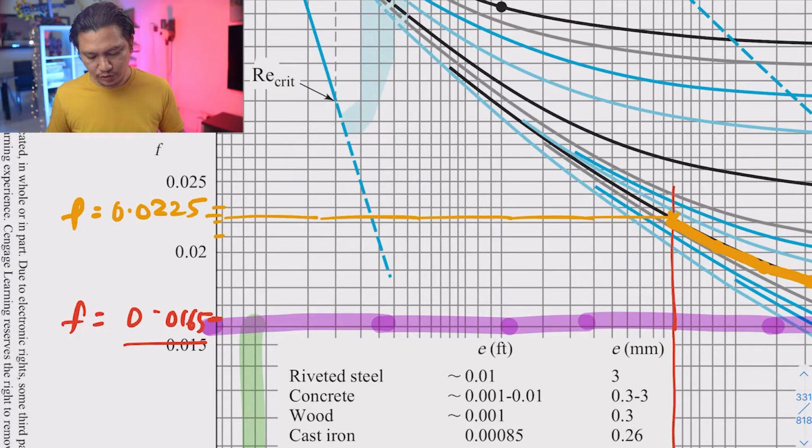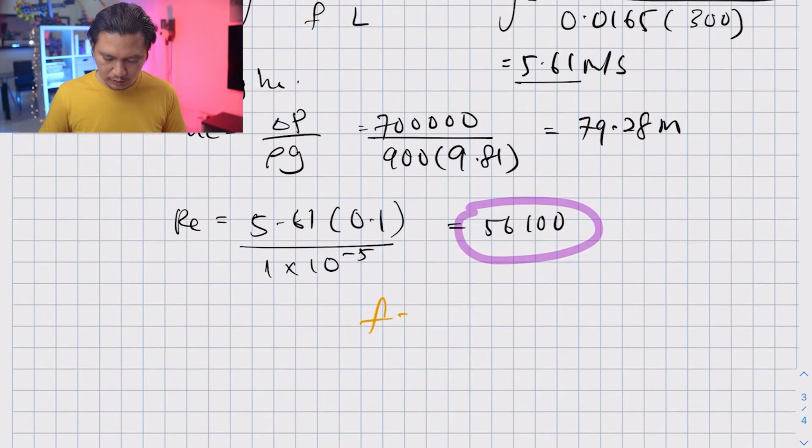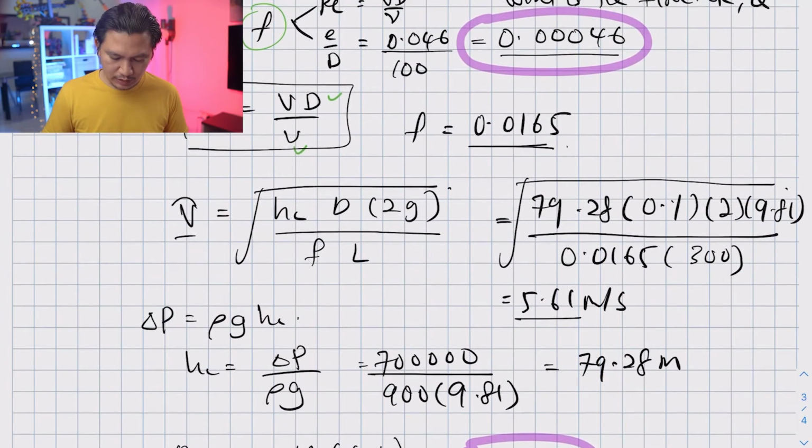0.00225, or you can do 0.023 as well. It doesn't matter. Now, when I have this friction factor, let me go back to our notes. So my new friction factor is now 0.0225. And of course, with this new friction factor, I can find out what is my new velocity, isn't it?